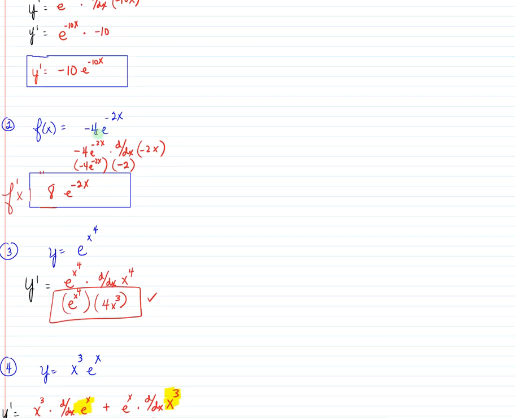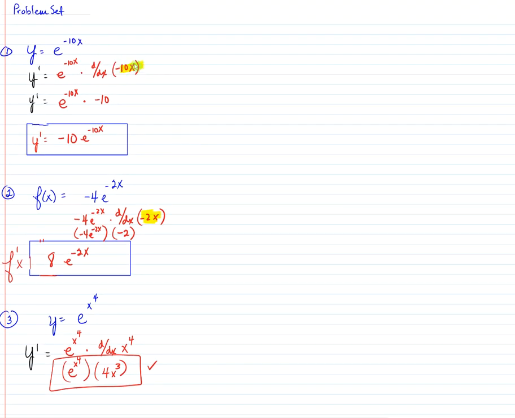Number 2, negative 4 e to the negative 2x. So you write the original times the derivative of negative 2x. That derivative, which I'll just put in yellow. We should have had that here too.